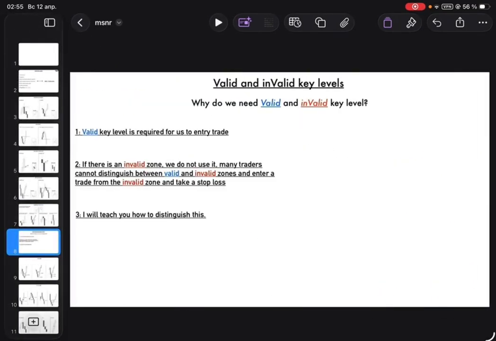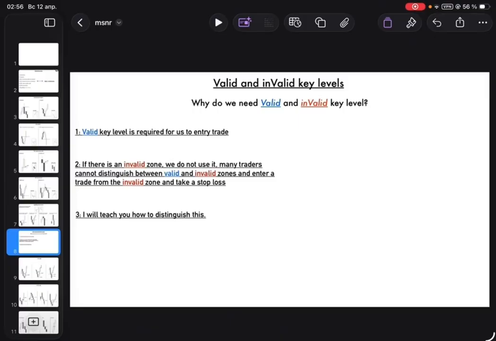Our next topic is valid and invalid key levels. Why do we need valid and invalid key levels? We need a valid zone to make an entry. That is, we always make an entry from a valid zone. An invalid zone does not work at all. If it's an invalid zone, we don't enter a trade from it at all.